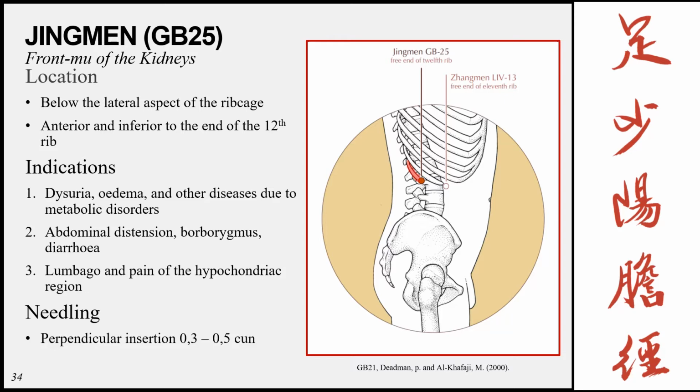This is similar to the location of JIANJING, liver 13, which is at the free end of the 11th rib. So you must not confuse these 2 points. The indications for JINGMEN: because it's a front mu of the kidneys, it can treat conditions of the kidneys, such as dysuria, edema, and other metabolic disorders. It can also be used for abdominal distension and borborygmus, diarrhea, and finally it can be used for lower back pain and pain of the hypochondriac region. Needling is perpendicular insertion, 0.3 to 0.5 tsun.